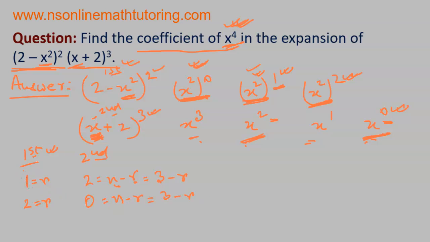These are the only two possible combinations for which we get the power of x as x to the power of 4. Okay? And 3 minus r is equal to 2 gives us the r value as 1. And 3 minus r is equal to 0 gives us the r value as 3.